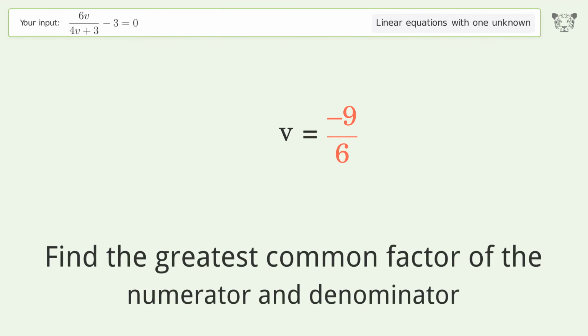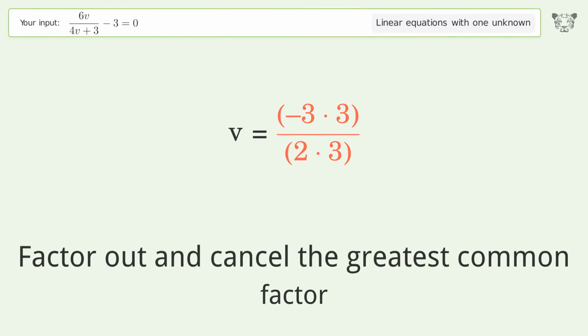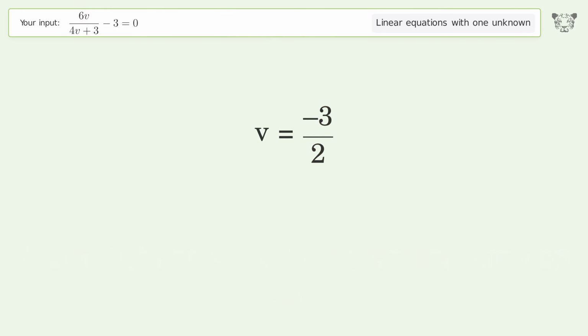Find the greatest common factor of the numerator and denominator. Factor out and cancel the greatest common factor. And so the final result is v equals -3/2.